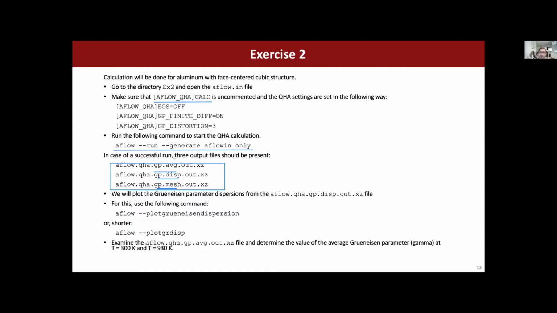First one gives you an average Grüneisen parameter as a function of temperature. Second file is actually a dispersion in a K-space of Grüneisen parameter. And third one is you have a uniform mesh of k-points, and you do a calculation of Grüneisen parameter for each point. And then you can actually do a plot similar to the one I showed you before.